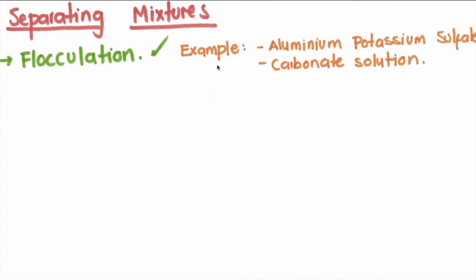Perfect. Now, we're going to talk about separating mixtures. So if we start talking about separating mixtures, with flocculation, we already have done notes about flocculation, and we talked about examples of aluminum potassium sulfate and carbonate solution.